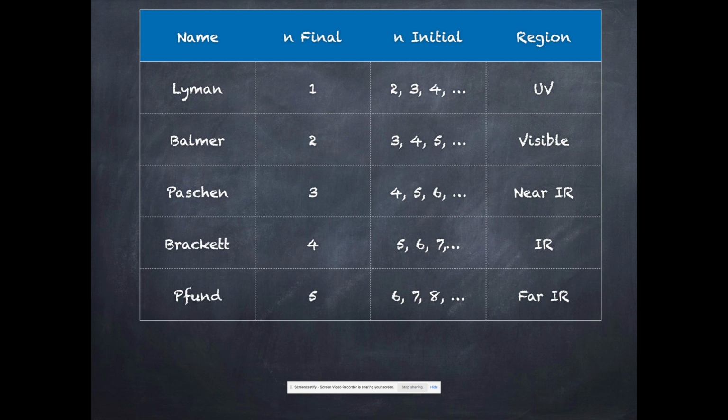Now, could they explain what any of this meant? No. They just knew that these numbers fit, and they predicted the lines, but had no idea what n final meant or n initial meant.